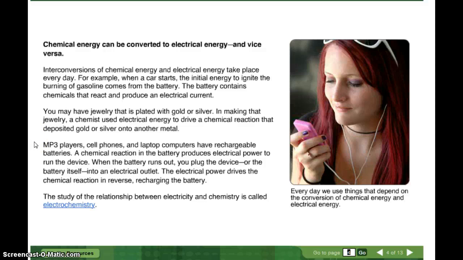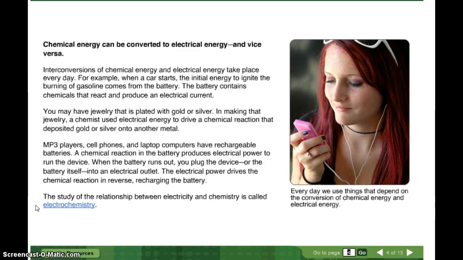A chemical reaction in the battery produces electrical power to run the device. When the battery runs out, you plug the device, or the battery itself, into an electrical outlet. The electrical power drives the chemical reaction in reverse, which recharges the battery. So your battery has chemicals. The chemicals get used up to power your MP3 player. When the battery runs out, you plug it in, and the electricity forces the chemical reaction to go backwards to build back up those chemicals so you can play your MP3 player again later.